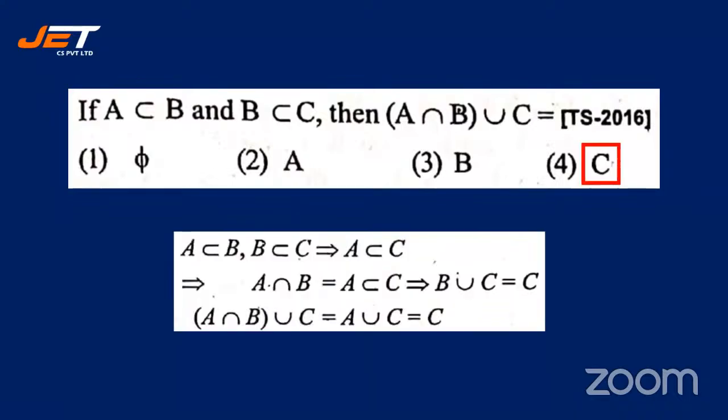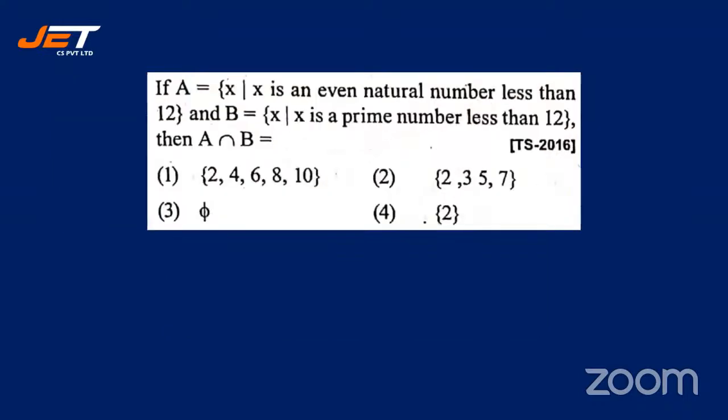How? You can see the answer. A subset of B, B subset of C, which implies A is a subset of C. So A union B is nothing but A subset of C, which implies B union C. What is B union C here? It is nothing but C. So here A intersection B union C is A union C, which is C. All these are formula based, so please learn the formulas so that you can give the right answer.